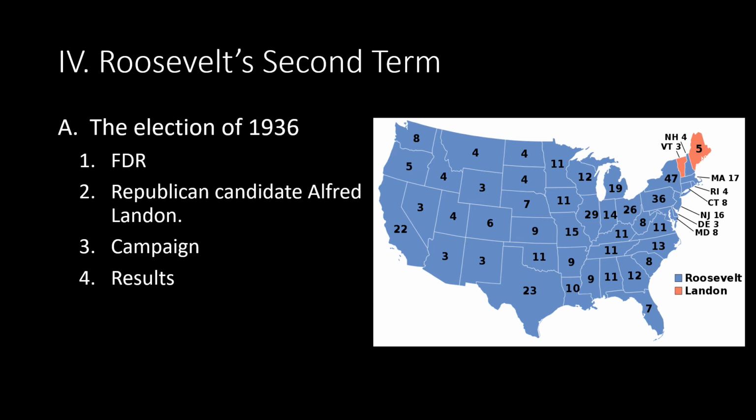When the first returns came in, Landon won Maine and Vermont. And Republicans would say, "As goes Maine and Vermont, so goes the rest of the country." FDR would take the next 46 states. It was a huge landslide. And for the first time, African Americans came out in droves to support the Democratic nominee.